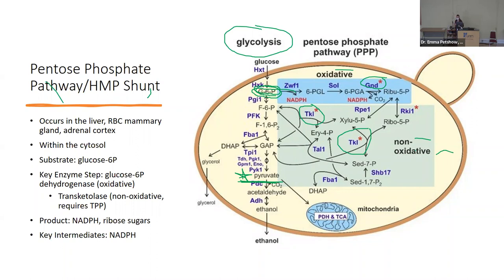It's providing a workaround shunt. You can see you can get back into glycolysis through several different pathways from the pentose phosphate pathway. But at the end of the day, if I had to choose a purpose for why we have this pathway, it's to produce NADPH for us. Again, specific tissues: liver, red blood cells, mammary glands, adrenal cortex, in the cytosol. Needs thiamine.